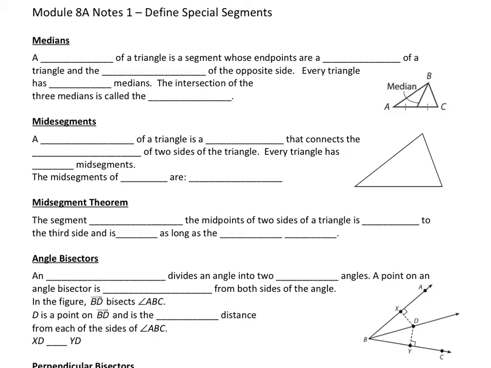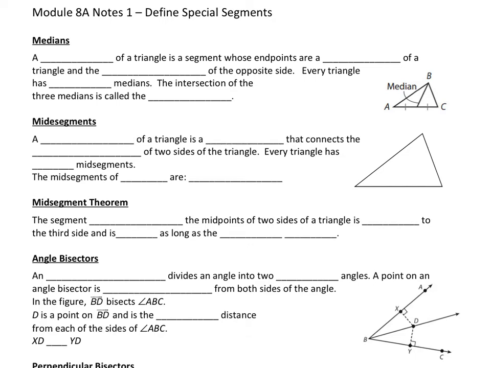In Module 8A, we are going to talk about special segments in a triangle. And in these first set of notes, we are just going to describe what those special segment names are and how to determine what our main characteristics are going to be for those segments. The first one we're going to talk about is the medians.